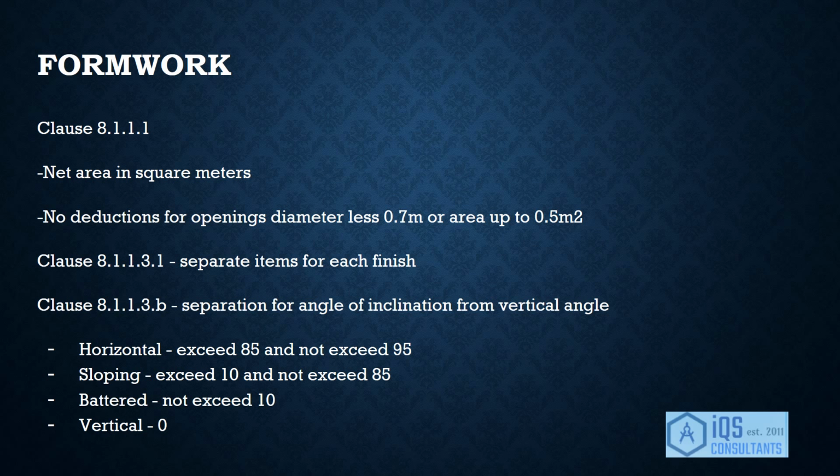8.1.1.1. This clause states that for the measurement of formwork, the net area of the face of the concrete is to be measured in square meters and there is to be no deductions for openings of diameters less than 0.7 meters or areas up to 0.5 square meters. It is also mentioned in 8.1.1.3 that separate items should be made for each class of finish, for example rough or smooth formwork.